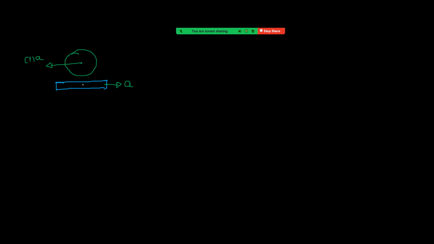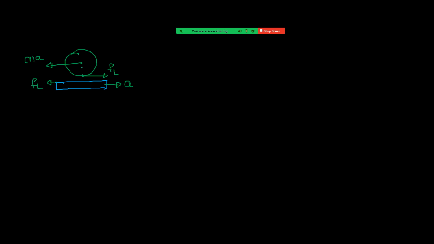That means with respect to the plank, the contact point tries to slip, so its velocity will be to the left side. Then friction will be to the right side. Now we are taking this as the limiting value because we have to find the maximum acceleration. That means on the plank, the frictional force will be the same value, direction now opposite.